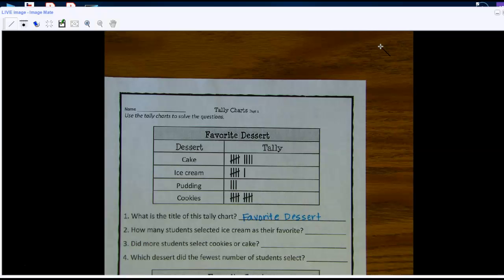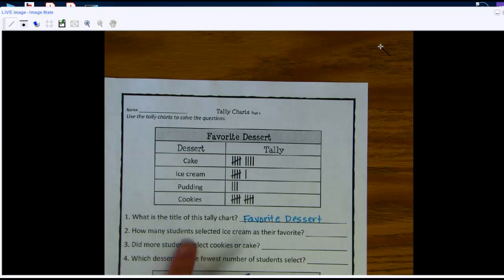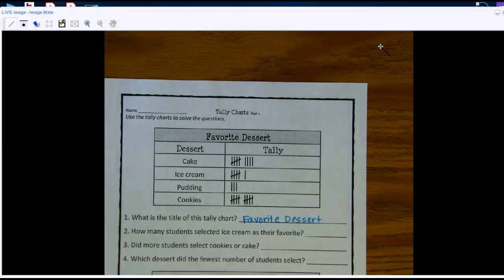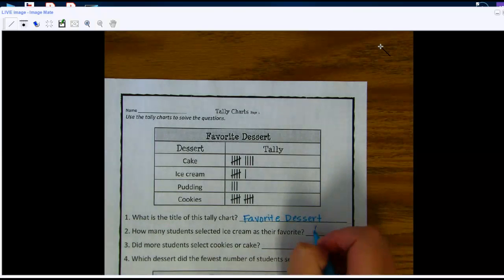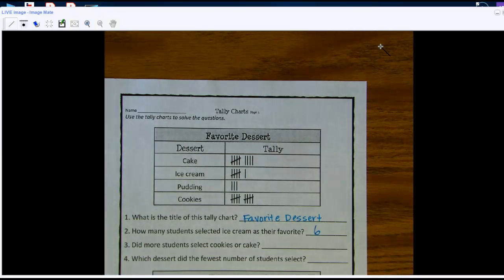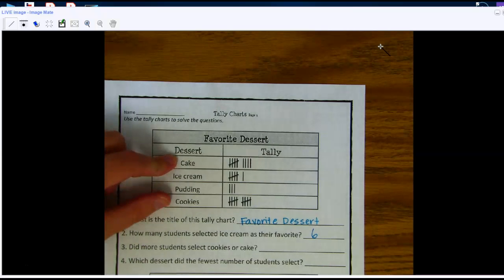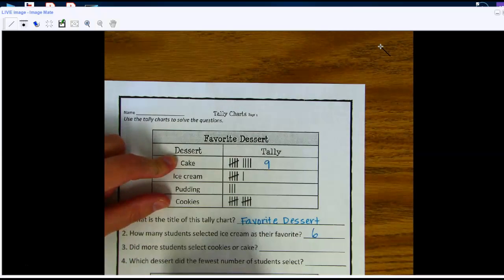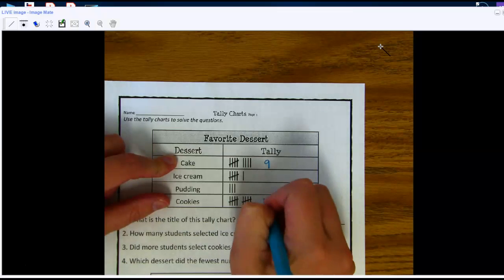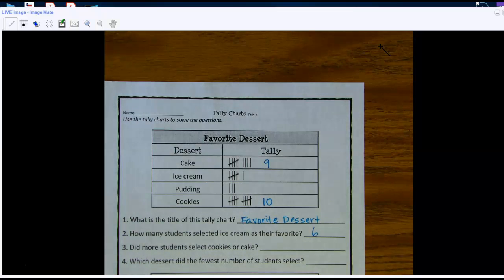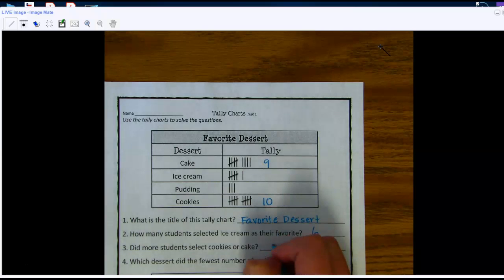Okay, let's check and see if you got it right. How many students selected ice cream as their favorite? Gracie? 6. Did more students select cookies or cake? Cake and cookies. Well, cake had 9. I can write the number there. Cookies had 10. 5, 10. So which one had the most? Cooper? Cookies. So I would write cookies.